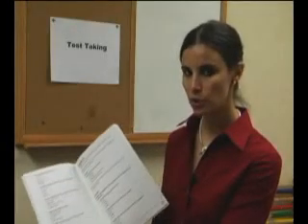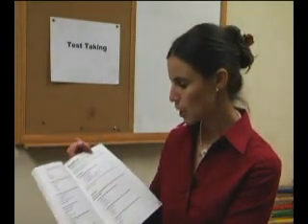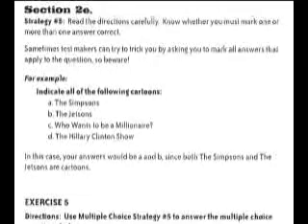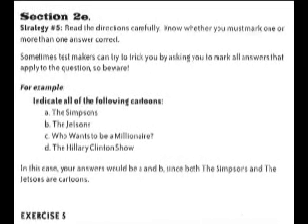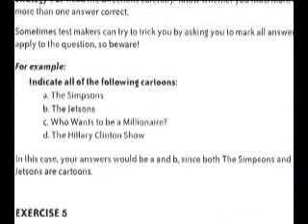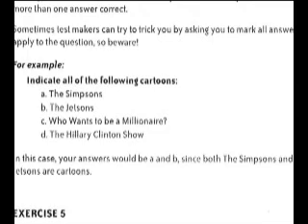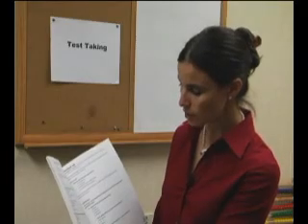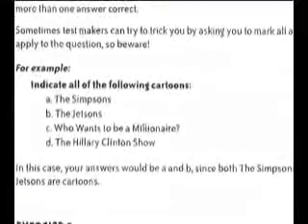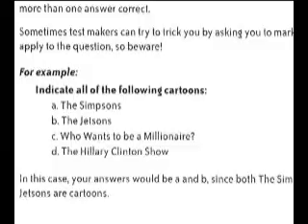In Section 2E, students learn the last multiple choice strategy. We teach students that they must read the directions carefully and know whether they must mark one or more than one answer correct. Let's look at an example. Indicate all of the following cartoons. Based on this question, we know that we need to answer not just one, but as many choices that apply. A, The Simpsons, B, The Jetsons, C, Who Wants to Be a Millionaire, or D, The Hillary Clinton Show. In this case, we would circle The Simpsons and The Jetsons. Again, it was important that we read that question to make sure we knew exactly what they were looking for.